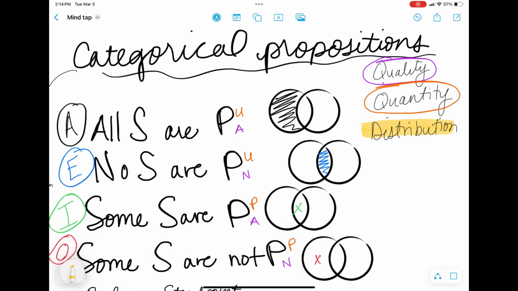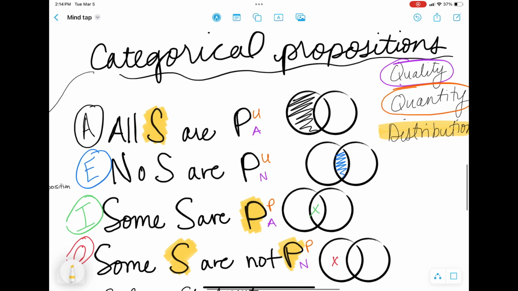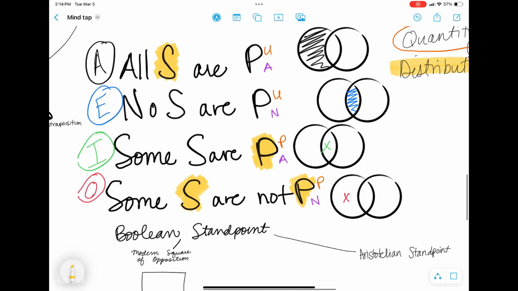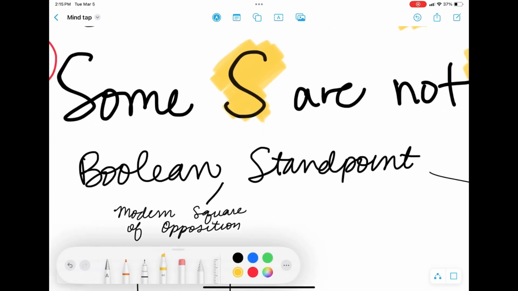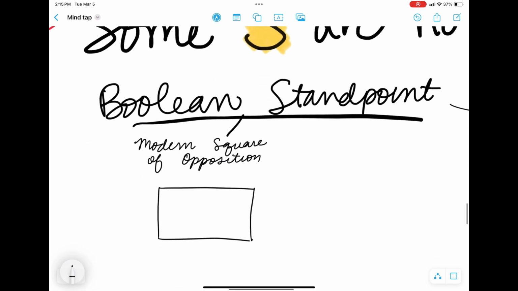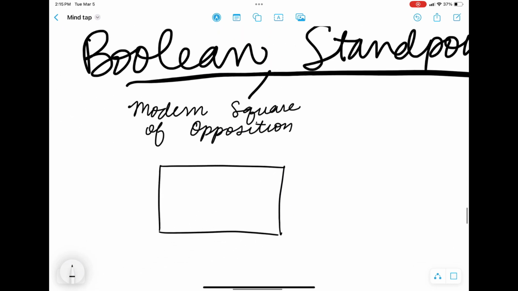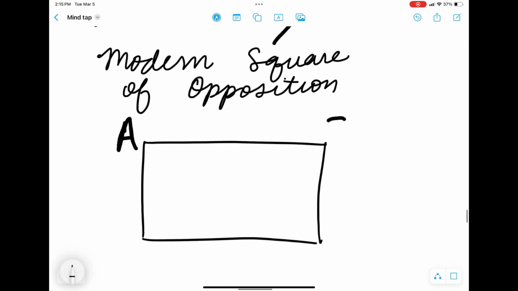Finally, we can consider the distribution of terms within a proposition, and I've highlighted which terms are distributed in which type of proposition here. Distribution refers to whether the statement makes a claim about all members of the class. So next, we can talk about the Boolean standpoint, which does not make an existential presupposition. This means that, for example, when we say all S are P, we're not necessarily assuming that S even exists.